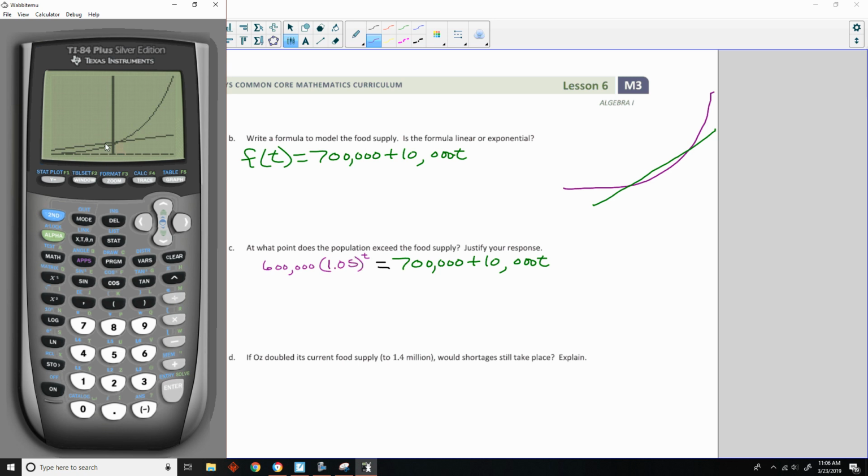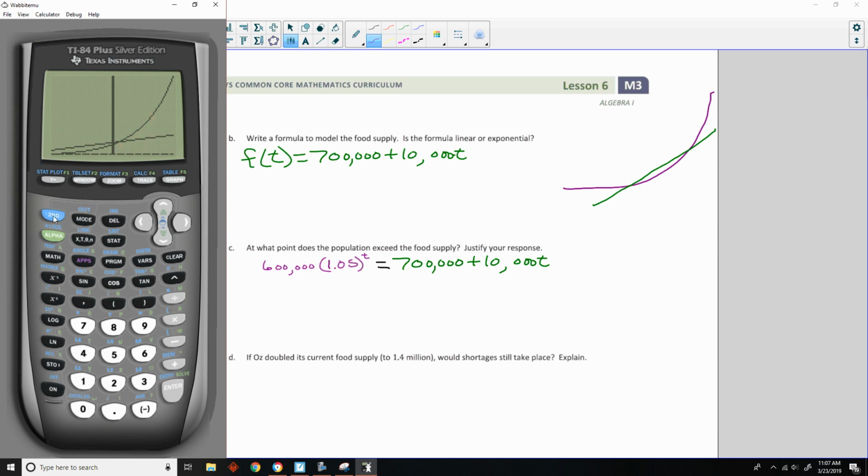So this is the value where they crossed. This is the food source growing linearly. This is the population growing exponentially. I want to know at what point will our food supply run out, or our population exceeds food supply. So it's at this point right here, that's the population going above the food supply.